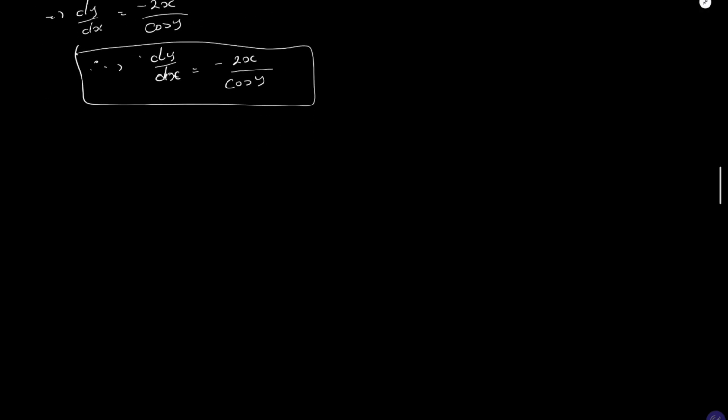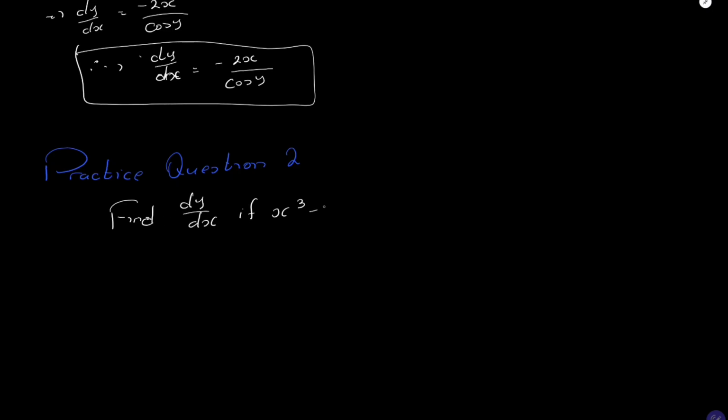So let's move on to our third question, or practice question 2. And what does this question ask us to do? Find dy on dx if x cubed minus y cubed minus 3xy is equal to 1. So what's the first thing we do again? First thing is we ensure we have an equation in terms of x and y, which we already have. Our second thing to do is apply differentiation on both sides.